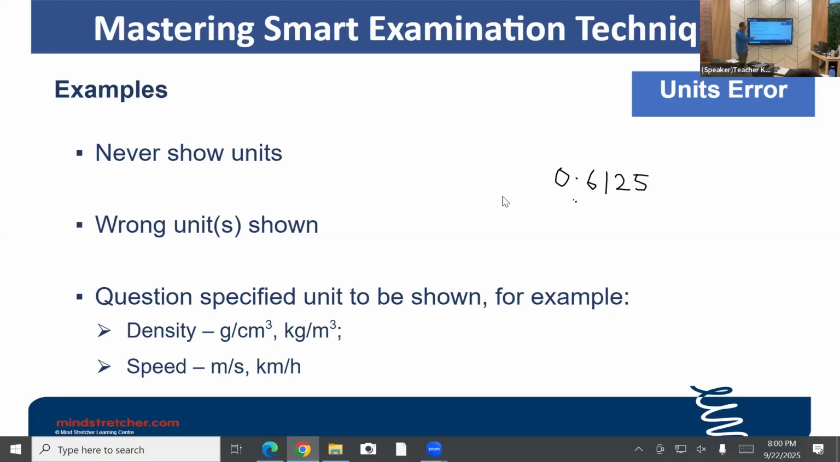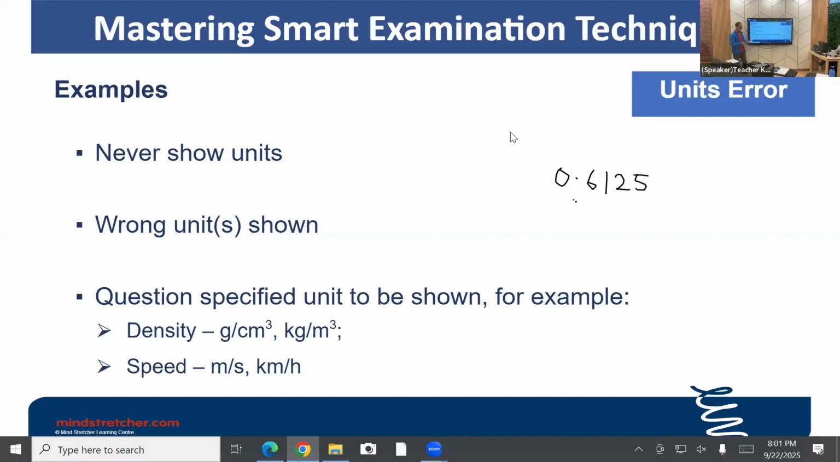Another kind of error is when the question specifies a unit that is to be shown. For example, let's say the information you are given is all in grams and in cubic centimeters, or maybe in centimeters where you need to find your volume, right? And then when you want to find the final density, the question asks you to give your density in kilogram per cubic meter. However, you end off with just gram per cubic centimeter, which means you did not change the units to the appropriate one required by the question. So that is also another situation where you may lose marks. Or even in speed as well. Okay, so this is another example, right?